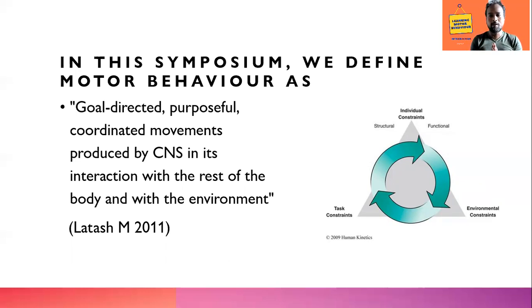And the key is that the central nervous system produces it in its interaction with the rest of the body and environment. I'm sure most of you are familiar with this interacting circles, Venn diagram sort of thing, but this is really important because the nervous system doesn't produce behavior on its own. It responds to changes in the environment, and it produces for a purpose that the individual has. So this is the definition that we are going to work with. In another presentation later, you will see how to promote this learning, the different strategies we as physiotherapists can use.